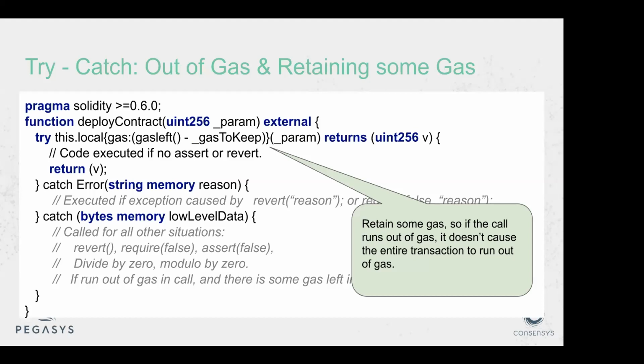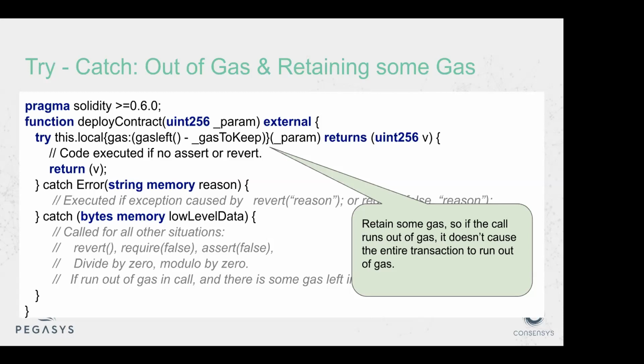So how you can do that. If the whole transaction runs out of gas completely, then this catch code won't get executed. And so what you could do though is you can pass in, as you can see here, and specify the amount of gas to transfer to the function or to make available to the function.